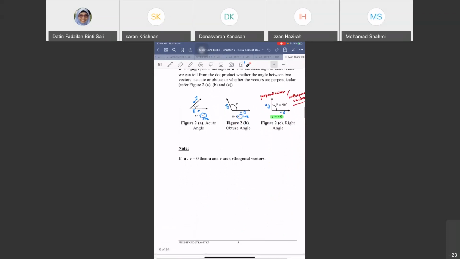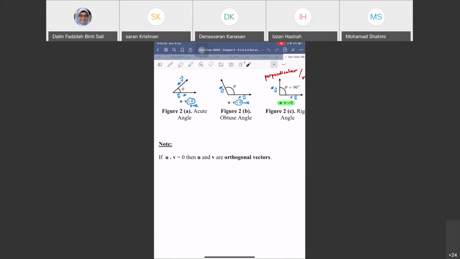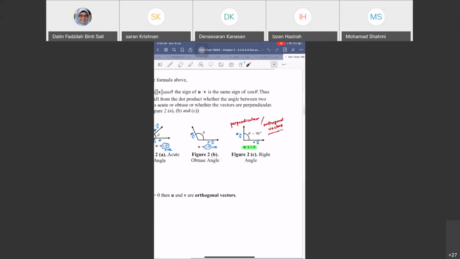Then we talked about one important theorem last week regarding orthogonal vectors. Orthogonal vectors are two vectors perpendicular to each other, making an angle of 90 degrees. That's an important concept: the angle between them equals 90 degrees. So when you are asked to verify whether two vectors are orthogonal, you have to show that the dot product equals 0. This is very important.